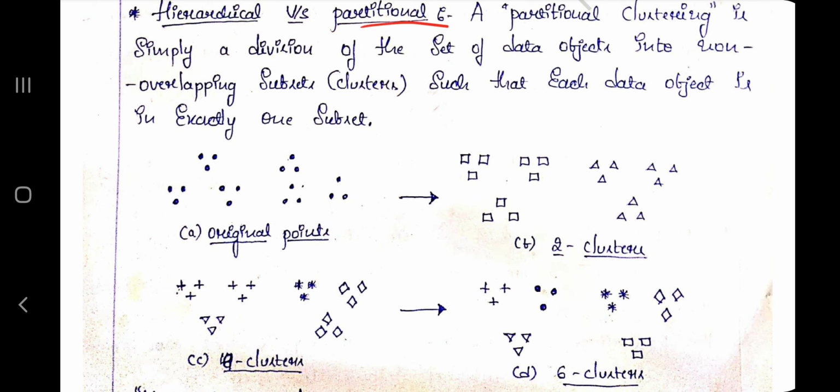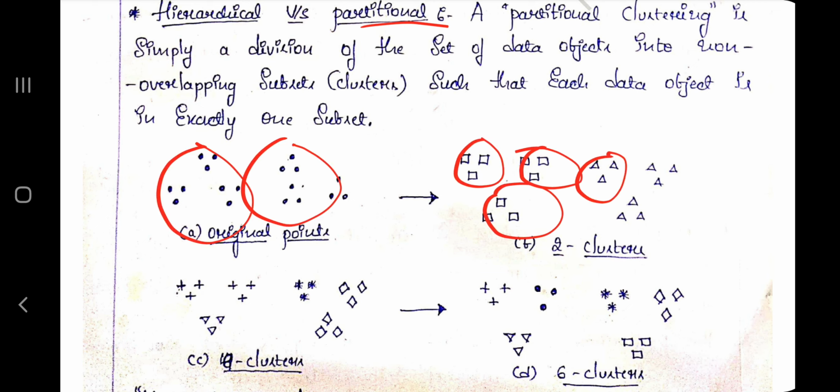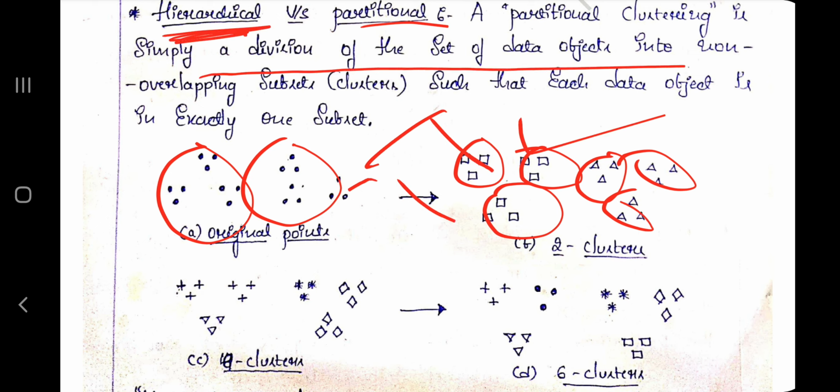And partitional clustering means you will have different partitions, and based on the similarities and dissimilarities, you further classify them into different clusters. So here you are forming partitions, and in hierarchical you are forming divisions, simply a division of the set of data.